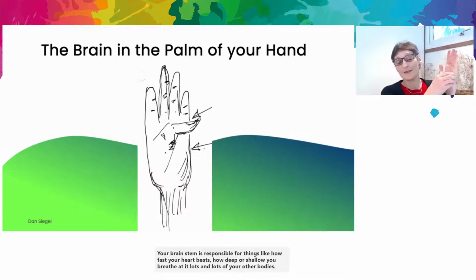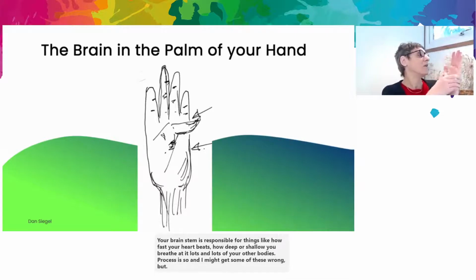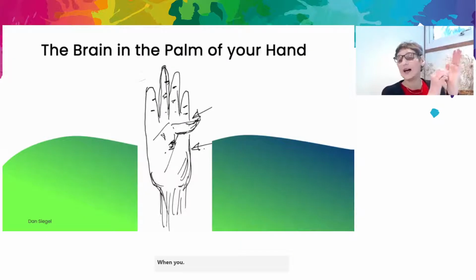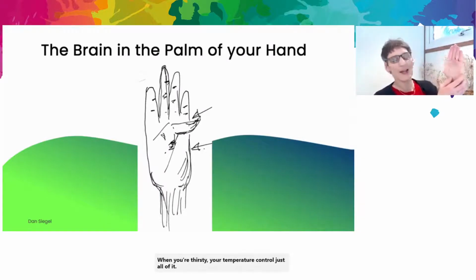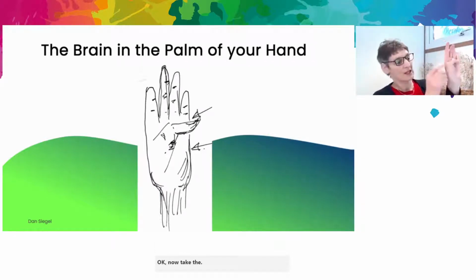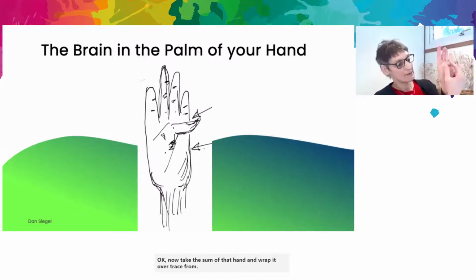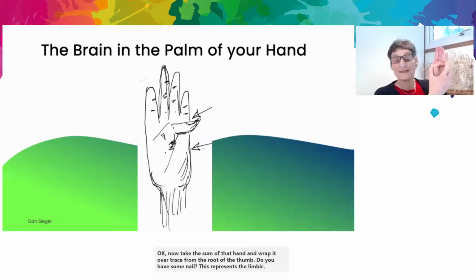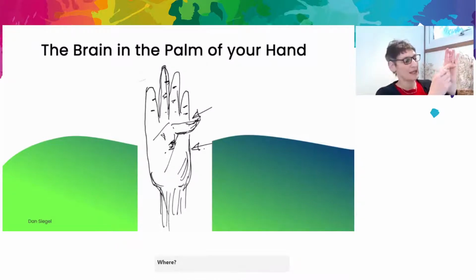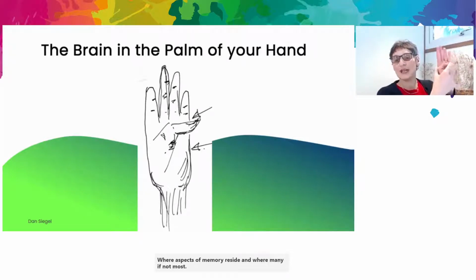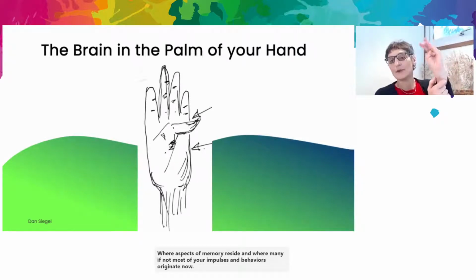So, and I might get some of these wrong, but you'll get my drift. When you wake up, when you go to sleep, when you're hungry, when you're thirsty, your temperature control, just all of it. Okay, now take the thumb of that hand and wrap it over. Trace from the root of the thumb to your thumbnail. This represents the limbic system, or your feeling brain. Essentially, it's your emotional command center, where aspects of memory reside and where many, if not most, of your impulses and behaviors originate.